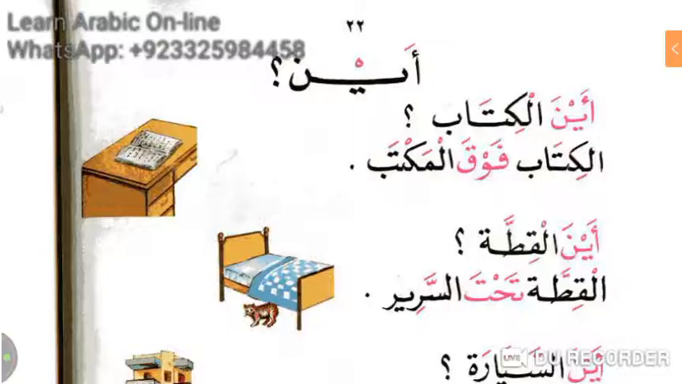Al-qittatu. There's a shadda, so you have to join the seen with the last vowel, which is on the ta. Okay, so the shadda will double the ta. Yes. Okay, so we have al-qittatu tahta sariri.